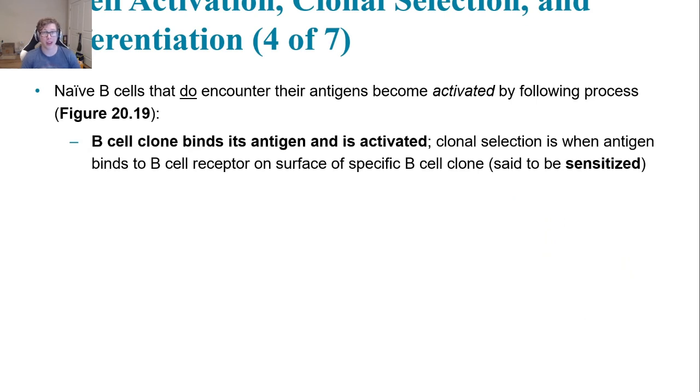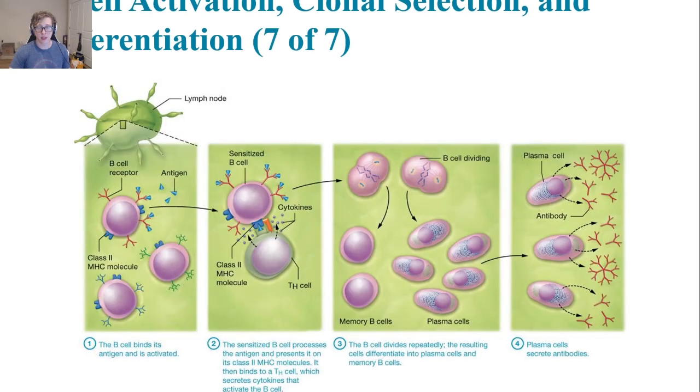Now, remember, they are naive and mature. They are naive until they are activated. The B cell binds its antigen when activated. So let's talk about this activation process and what will eventually happen. So, boom, we're in the lymph node. We are a mature, naive B cell, and we get presented an antigen.